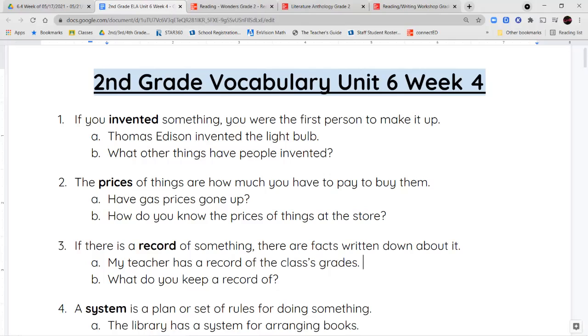Our next word is the word prices. The prices of things are how much you have to pay to buy them. So how many dollars you have to pay to buy something, that's the price.